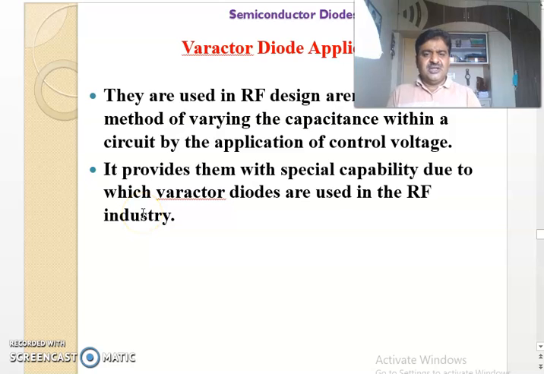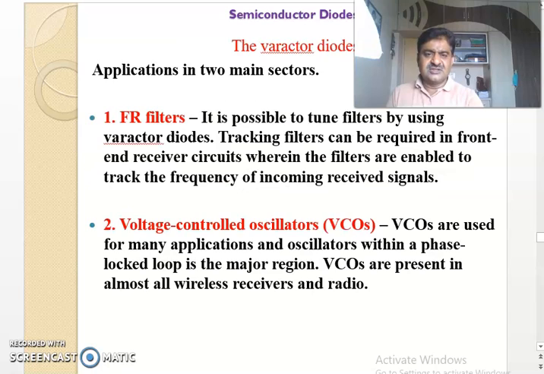In this way, they are used in the RF design arena and provide a method of varying the capacitance within a circuit by the application of a control voltage. It provides them with a special capability due to which varactor diodes are used in the radio frequency industry, the RF industry. Varactor diodes are useful in the RF industry, that is, radio frequency industry.